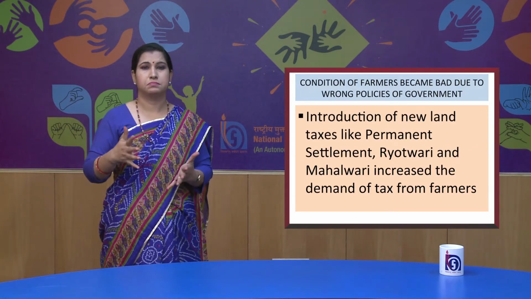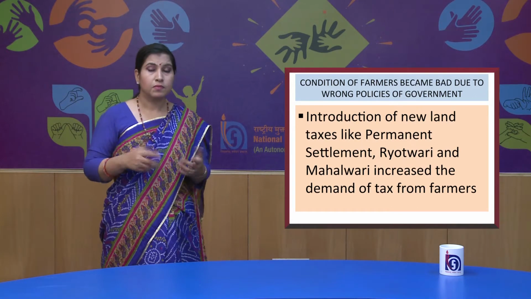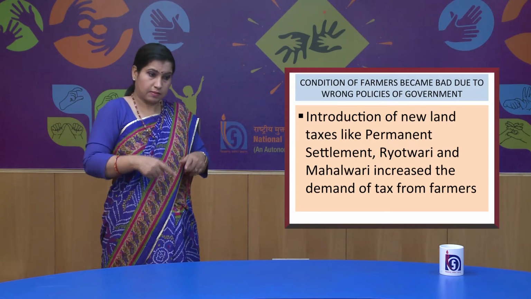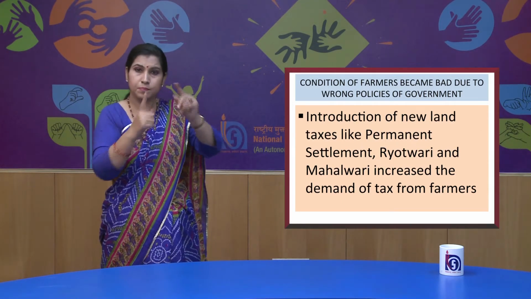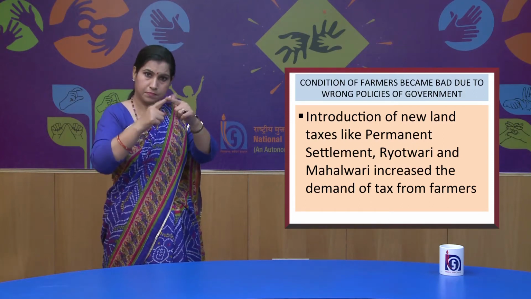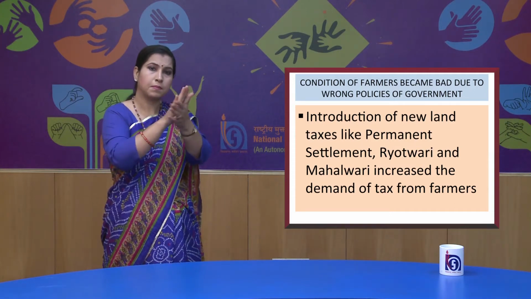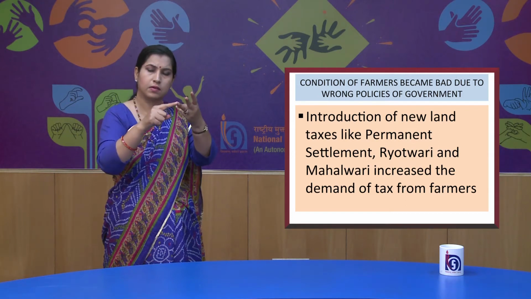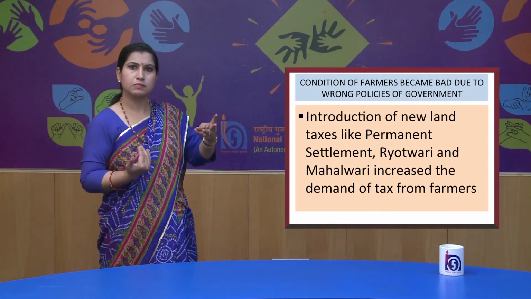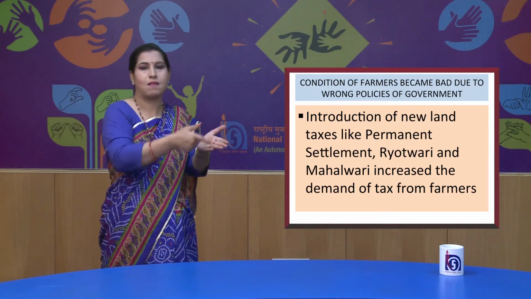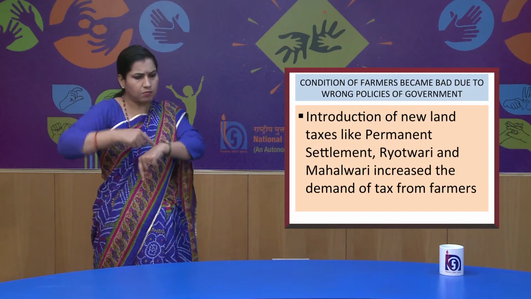As we have already understood in the previous lesson about the introduction of new land taxes like the Permanent Settlement and the Ryotwari and Mahalwari settlements. These were the demands of money in the form of tax from the farmers, and this tax amount was increasing day by day.